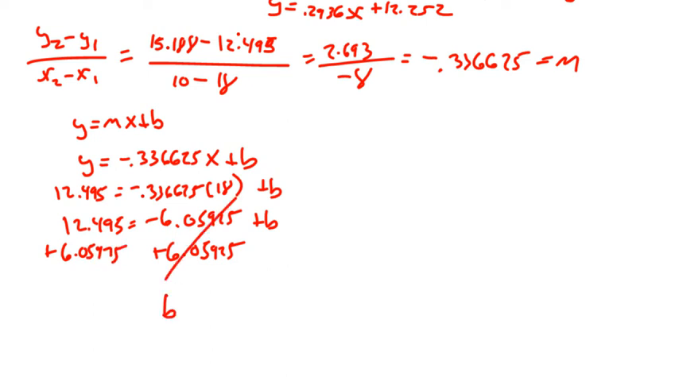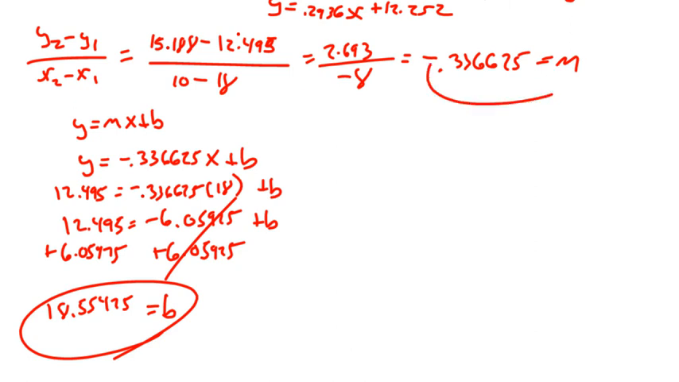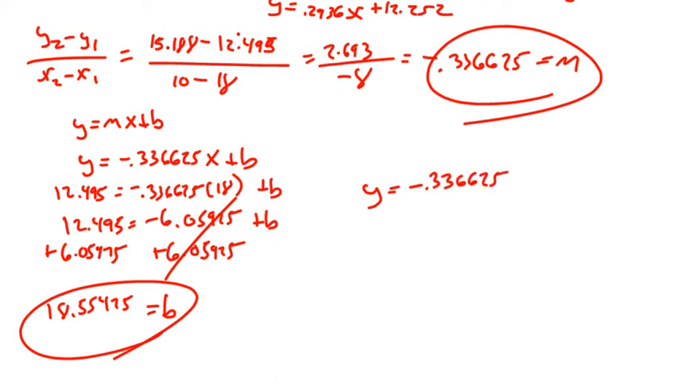Those are gone. And let's see what we get here. So 6.05925, I'm going to add that to 12.495, and we'll get 18.55425. Okay, so we have our b. We have our m, which is enough now to do our equation. So that equation is y equals negative 0.336625x plus 18.55425.